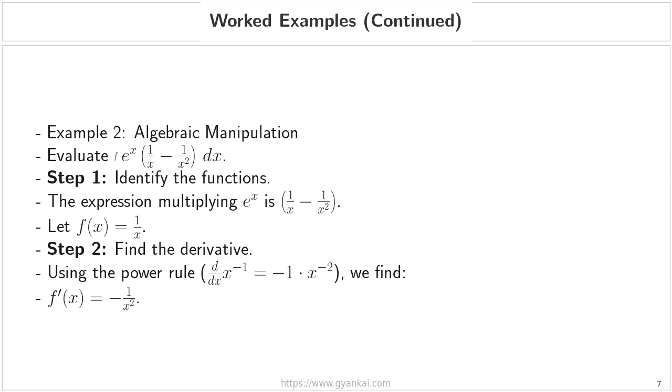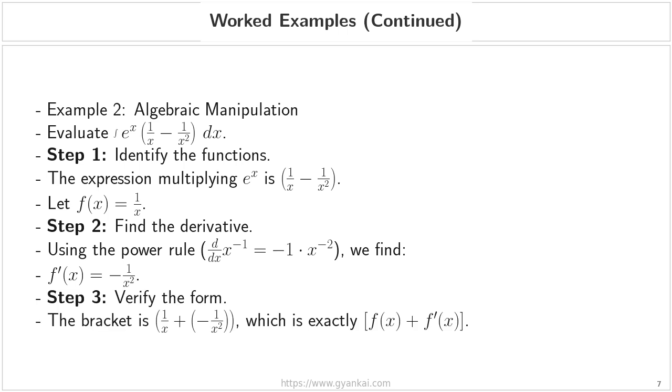Step 2. Find the derivative. Now, let's find the derivative of our chosen function, f of x. So, we need to find the derivative of 1 over x. Remember that 1 over x can be written as x to the power of negative 1. Applying the power rule, which states that the derivative of x to the power of n is n times x to the power of n minus 1, we get negative 1 times x to the power of negative 2. This simplifies to negative 1 over x squared. So f prime of x, the derivative of f of x, is negative 1 over x squared.